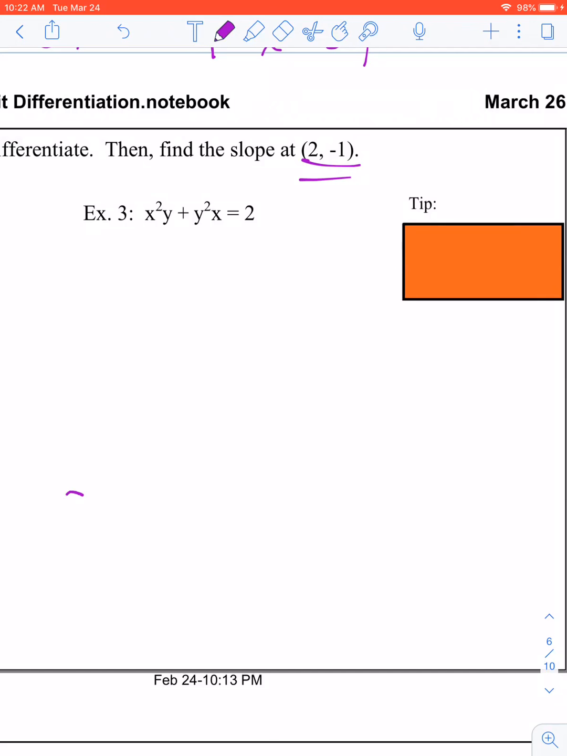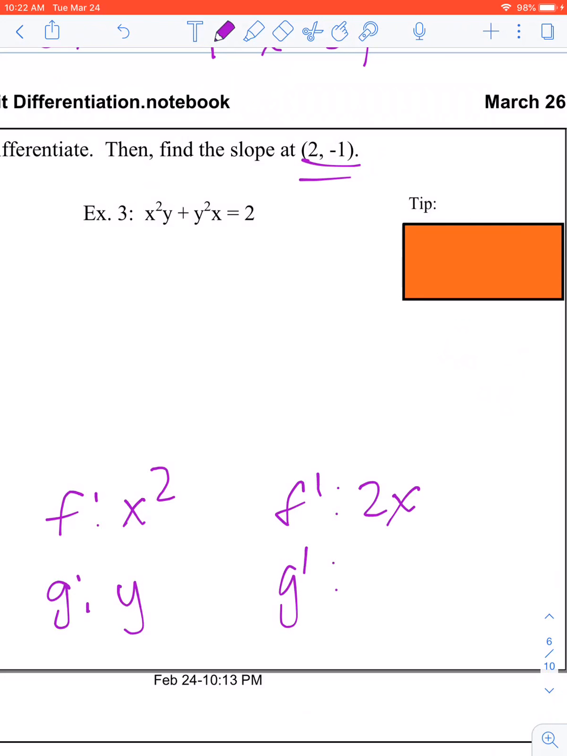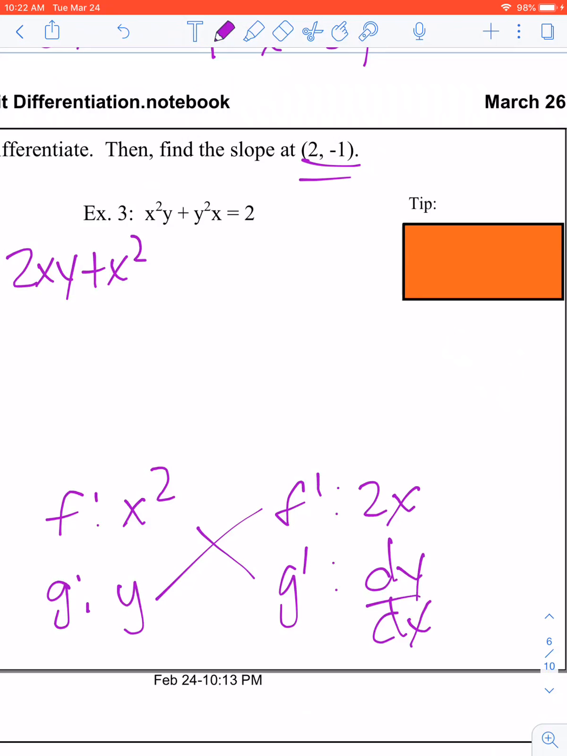When I'm differentiating the first term, my f is x squared, so that means f prime is 2x. G would be y, so that means g prime is not just 1, it's 1 dy dx. So f prime g is 2xy, and then g prime f is going to be adding an x squared dy dx. So that was the derivative of the first term where I had to use product rule.